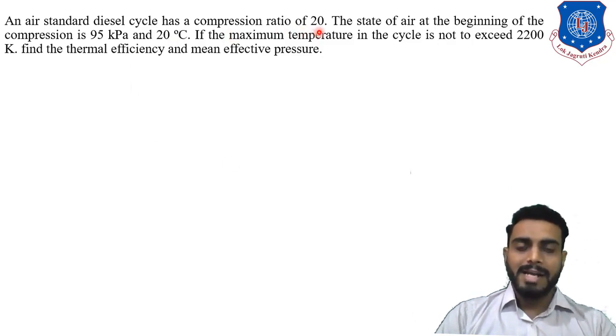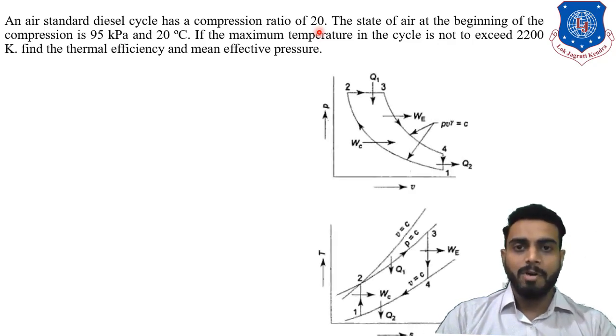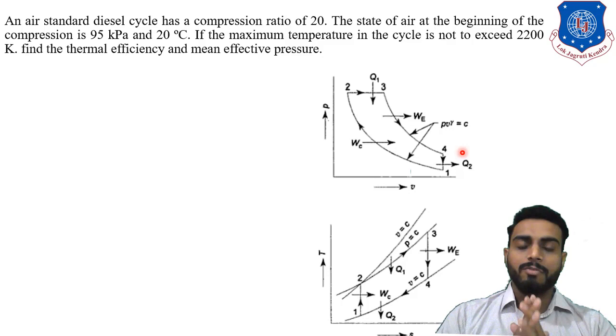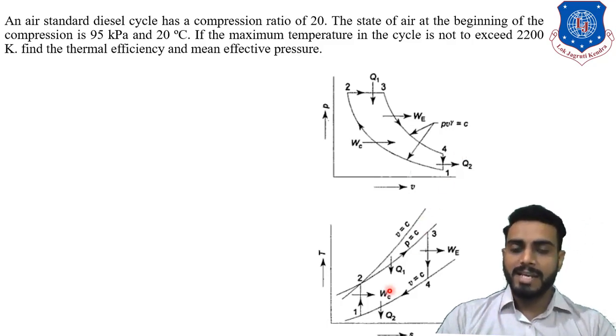Before writing the given data, you must be aware of the PV diagram and TS diagram of the diesel cycle. As you can see on the screen, the PV and TS diagrams are represented here, in which there are four processes: 1 to 2 is reversible adiabatic compression, 2 to 3 is constant pressure heat addition, 3 to 4 is reversible adiabatic expansion, and 4 to 1 is constant volume heat rejection. Likewise, the same is observed in the TS diagram also.